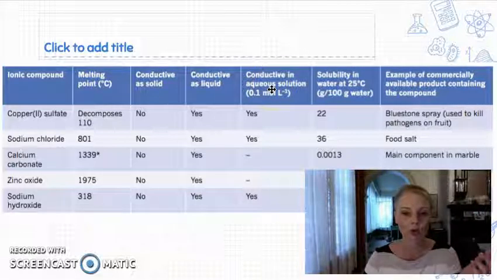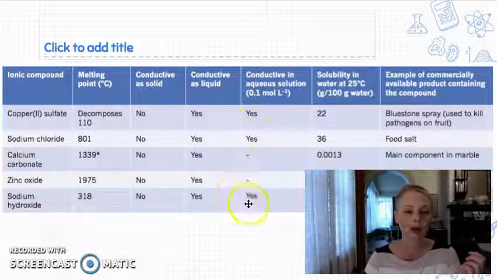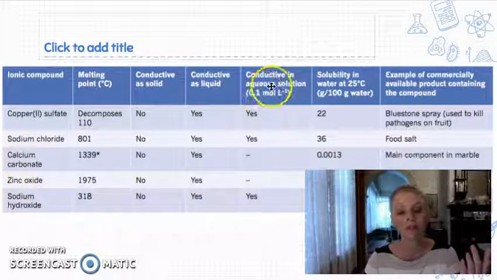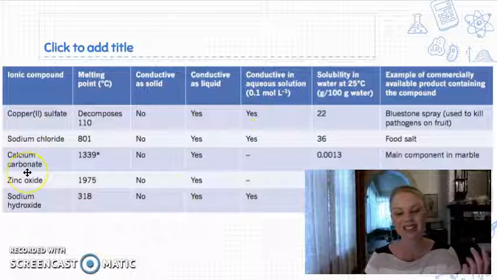Conductivity, I'm not quite sure if you can see all this. Conductivity in aqueous solution, that means when we dissolve it. Copper sulfate, sodium chloride and sodium hydroxide can, but that's because they dissolve in water. This is about solubility, how things dissolve. And you can see they dissolve quite readily, whereas calcium carbonate and zinc oxide, they don't dissolve in water. So these two can't conduct because they don't dissolve.